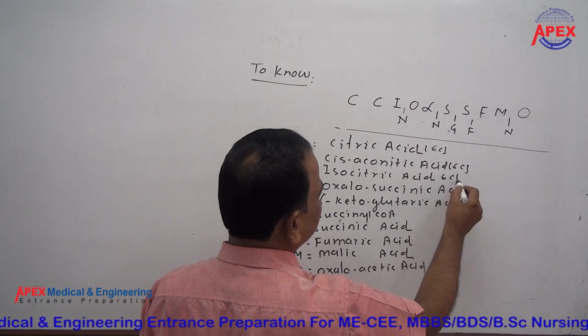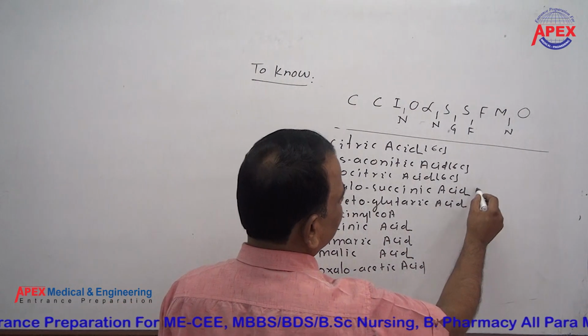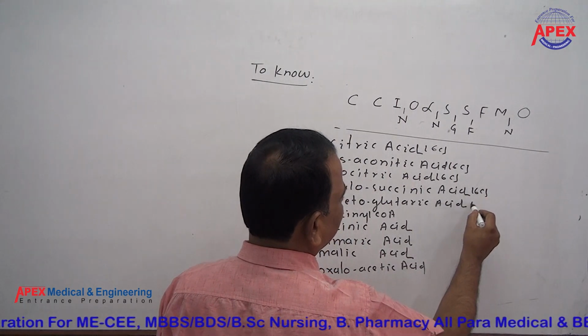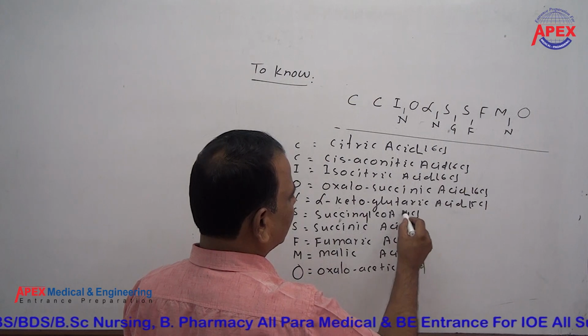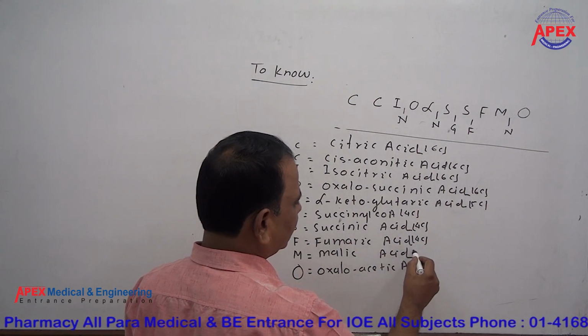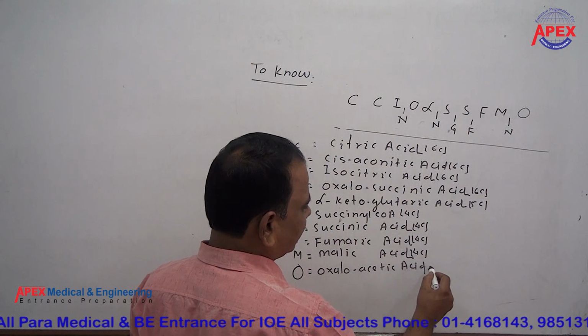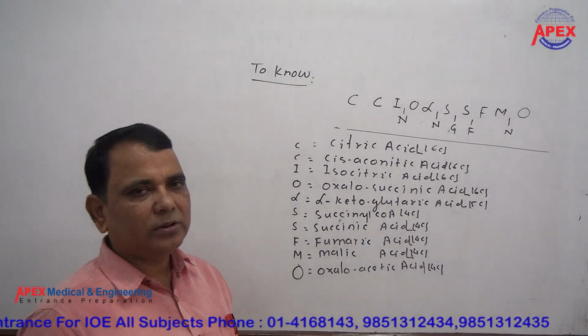It is also a 6 carbon compound that you have to know. And it is also a 6 carbon compound, a 5 carbon compound, right? And all are 4 carbon compounds. There is also a 4 carbon compound. After that, the 4 carbon compound, that you have to remember.